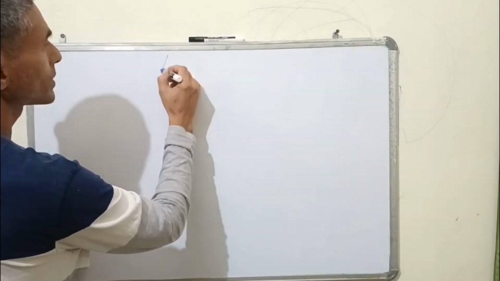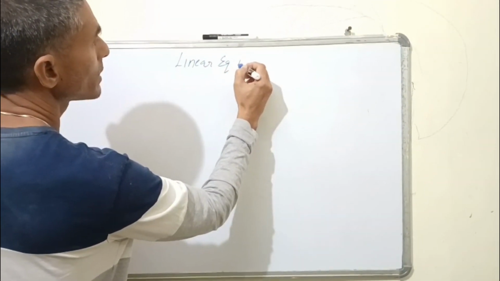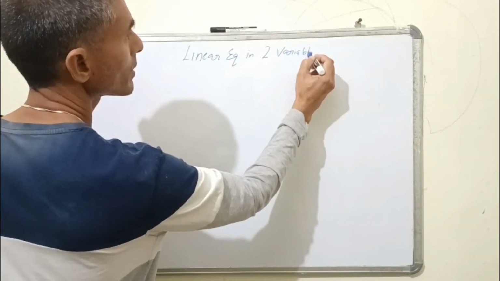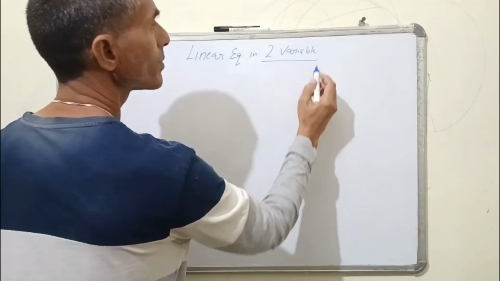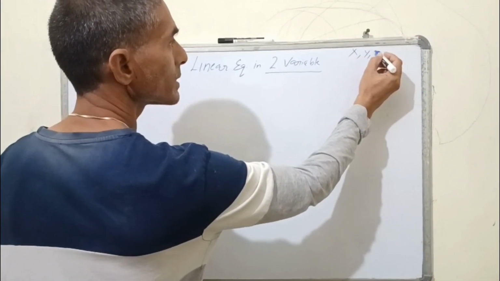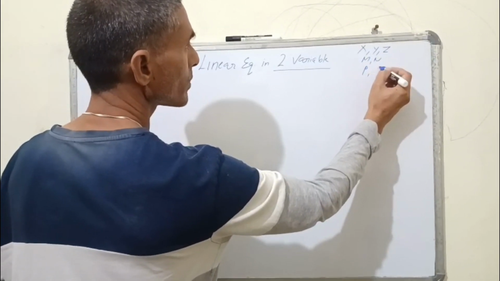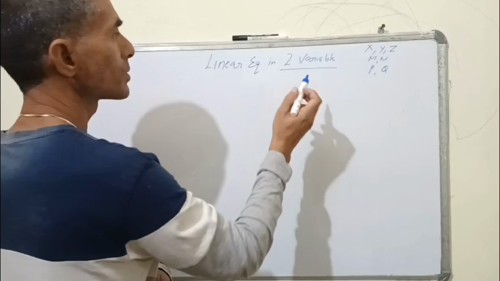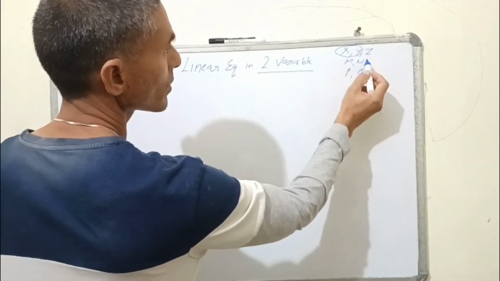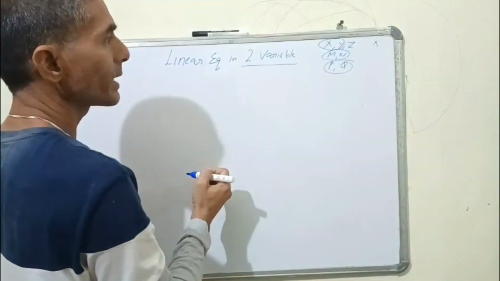Okay, students, today we are going to start linear equations in two variables. Here, as the name suggests, we have two variables. We know variables can be like x, y, z, or m, n, or p, q. Anything can be used. So when we say two variables, that means out of these, let's say it will be x and y, or m, n, or p, q. It will not be only one variable like x.